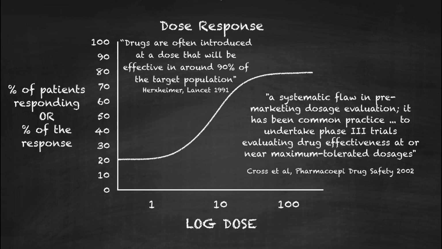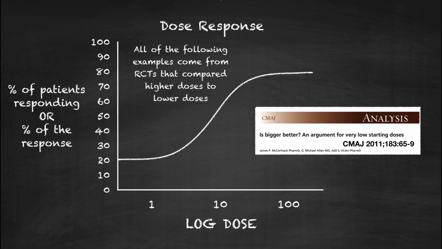And it's a common practice in these phase 3 trials that evaluating the drug's effectiveness is done at near maximum tolerated doses. And so whenever you see, especially a new medication coming on the market, the doses will often be much higher than are needed for the vast majority of people. We talked about this in an article we published back in the CMAJ in 2011. And all of the examples that I'm going to show you over the next few minutes are actually examples from specific RCTs that have compared higher doses to lower doses.